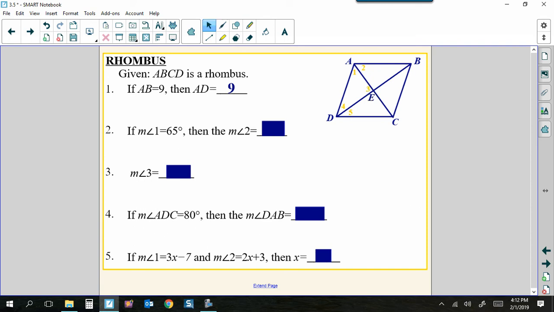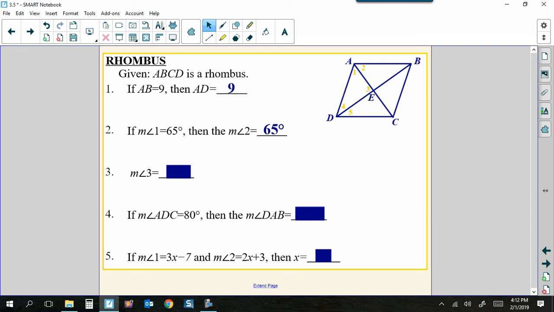Well, if we're looking at this, angle 1 and 2 are both up here by vertex A. If you remember, we just talked about this. We know AC, the diagonal, is bisecting angles A and C. What does bisect mean? Cut in half. So therefore 1 and 2 must be the same. Ta-da! Angle 3.